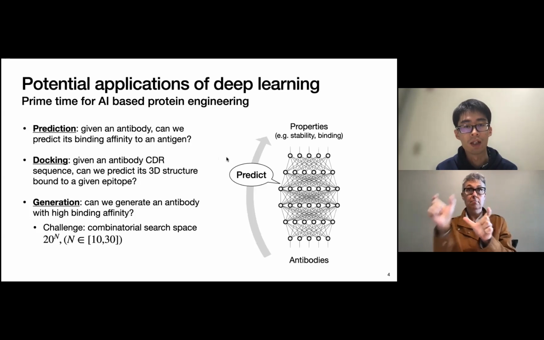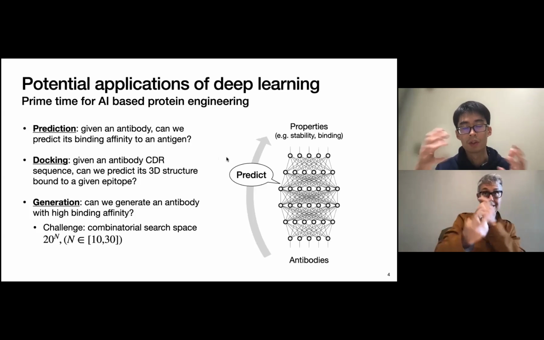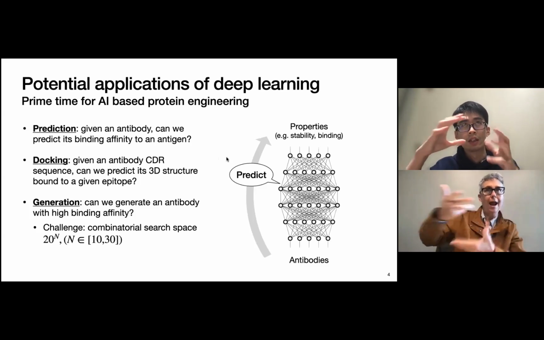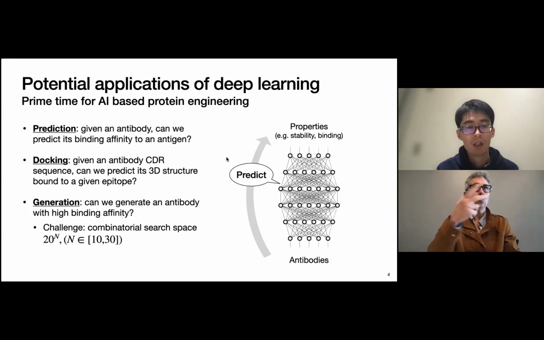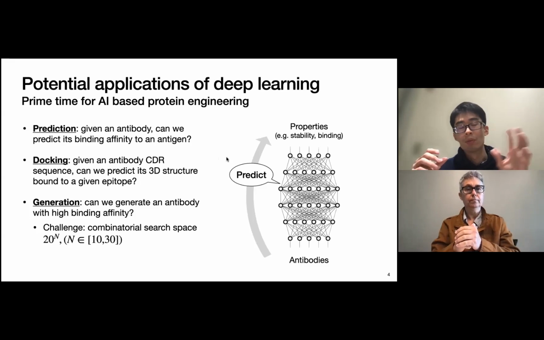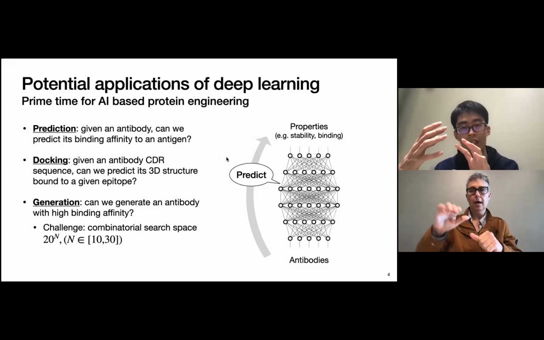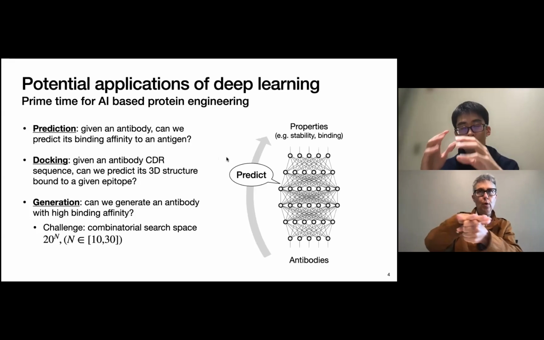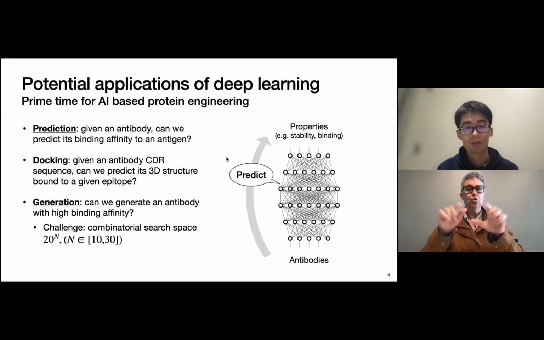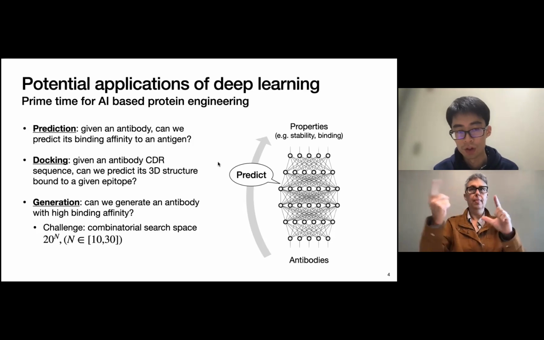If I have an antibody and an antigen, can I predict how they interact in 3D? Basically, what is the shape of this antibody and how is it located inside of this antigen epitope? That's also part of the prediction.